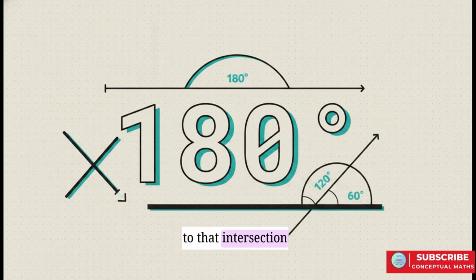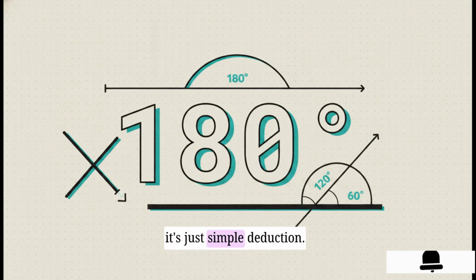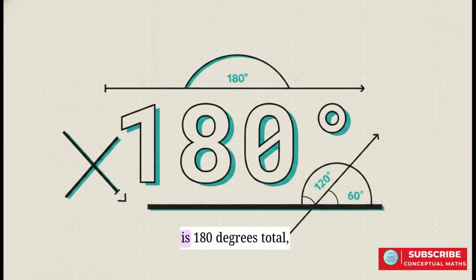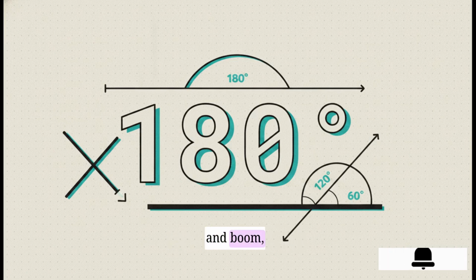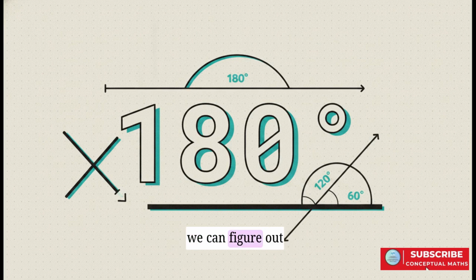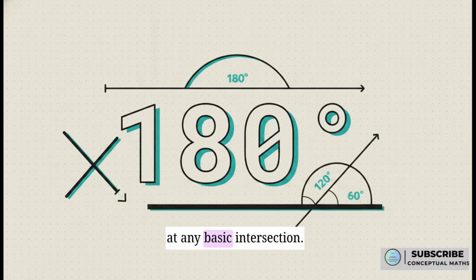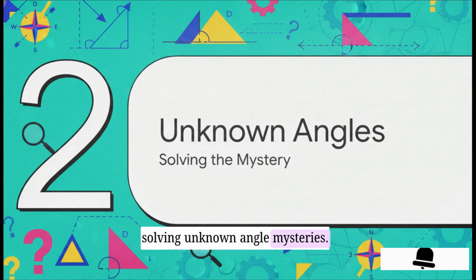So let's think back to that intersection we just looked at with the 120-degree angle. How do we find the angle sitting right next to it? Well, it's just simple deduction. Since a straight line is 180 degrees total, we just take 180, subtract that known 120 degrees, and boom, we're left with 60 degrees. Armed with just these 2 tools, we can figure out literally every single angle at any basic intersection.